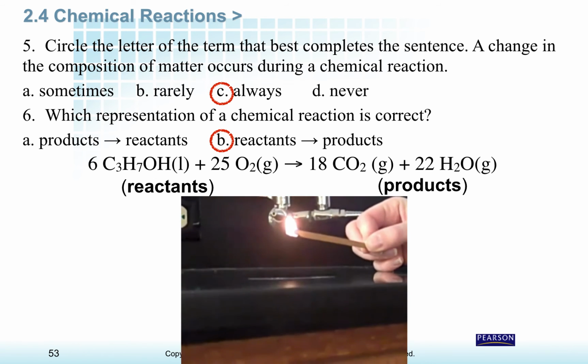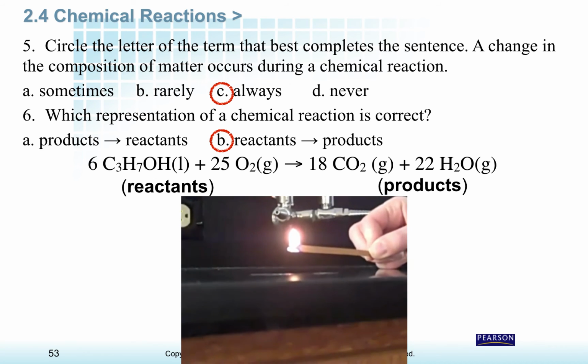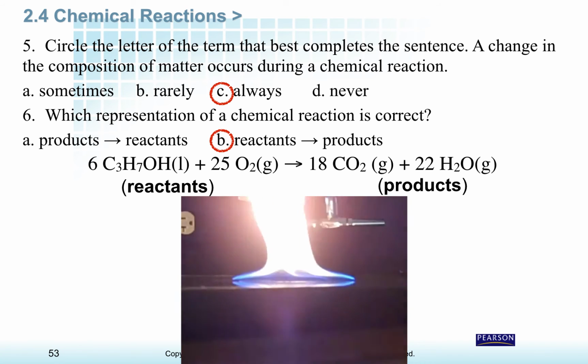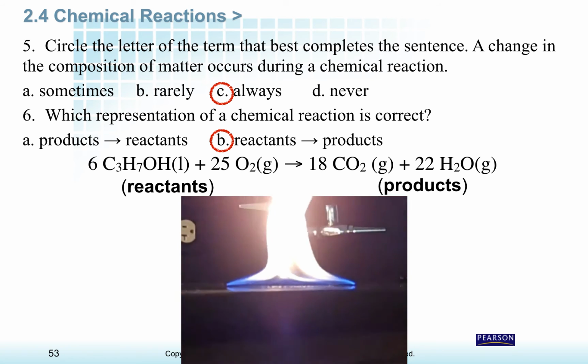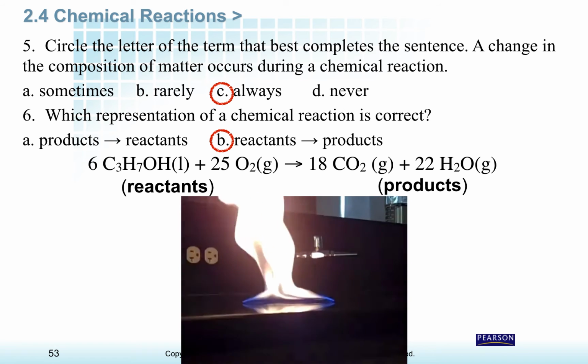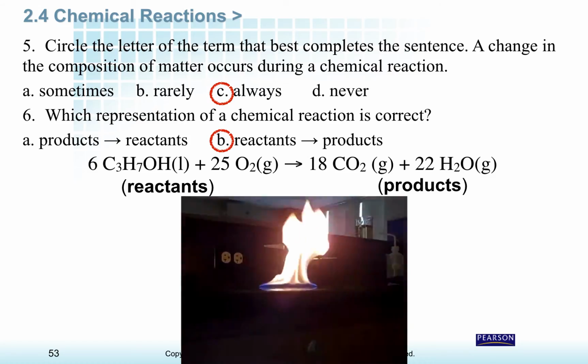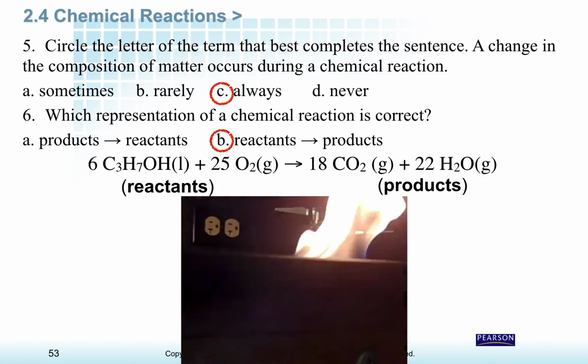So when you light the alcohol, you give it the energy to get it started, and now you're seeing the energy in the form of light. And if you were there, you'd feel the heat, and it is turning the ethanol and oxygen into carbon dioxide and water.